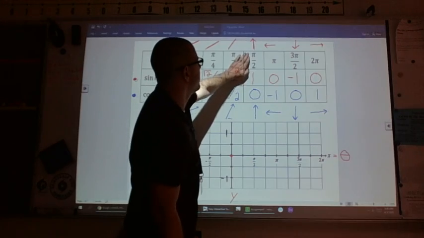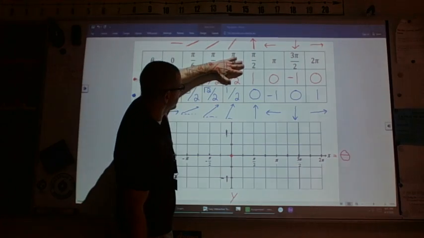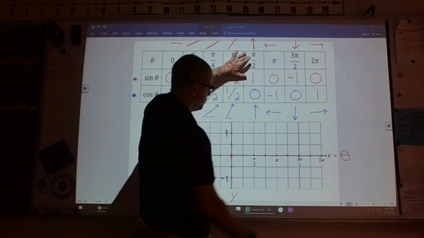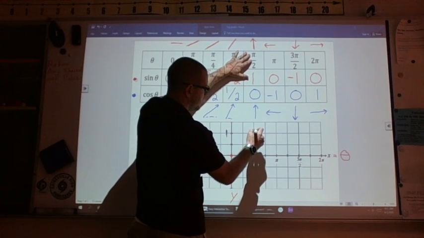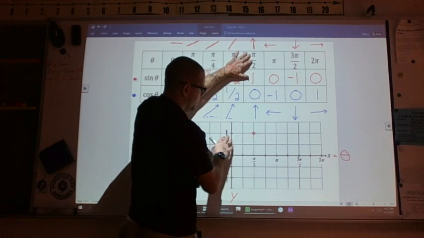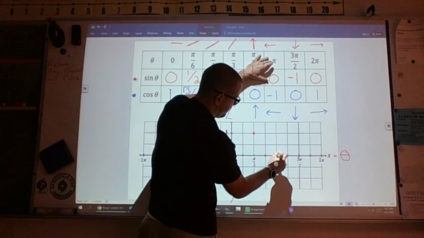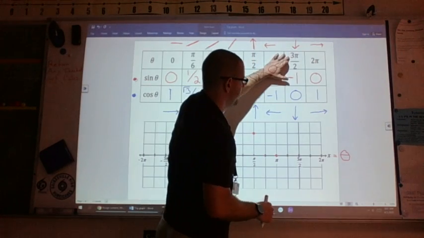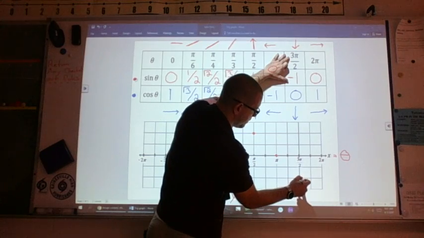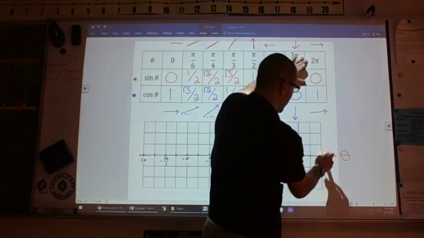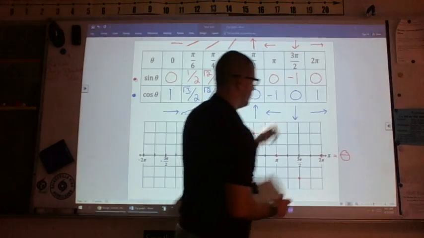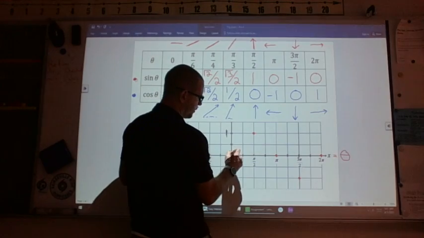So I'm going to jump all the way to pi over 2, 1, kind of ignoring this side of that table. Pi over 2, 1, so I go to my pi over 2, go up on my y-axis to 1. Pi, 0, put a point there. 3 pi over 2, -1. And 2 pi, 0. And then I'm going to fit the curve to that.